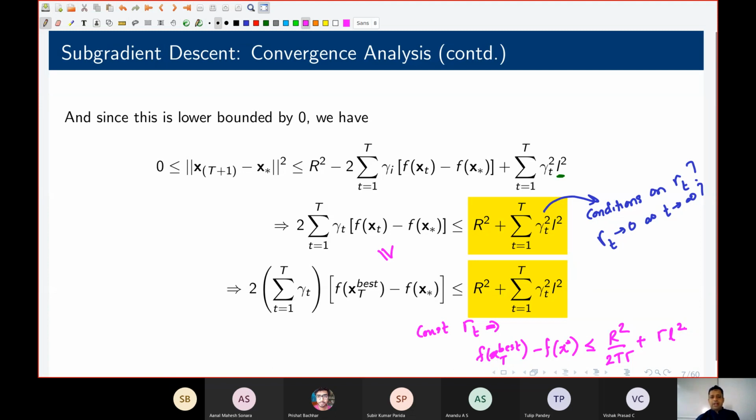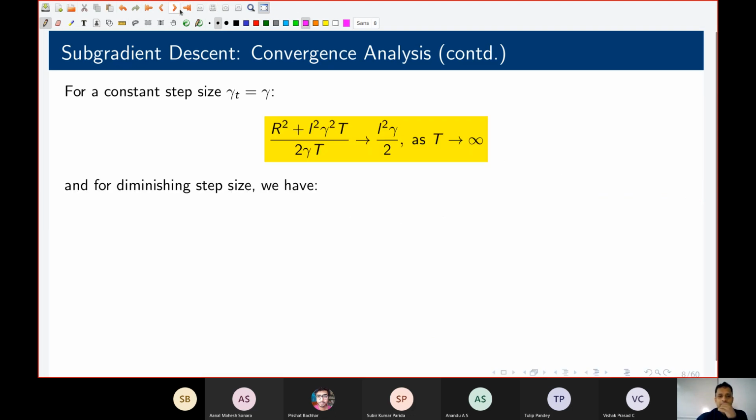Why would we have a gamma? Well, you'll have this also summed up t times, and this also summed up t times. By 2, you're saying? 2, not t. Okay, so now r square, now what about this term? R square plus L square gamma square t by 2 t gamma. So as t tends to infinity, then it just tends to L square gamma by 2. That's what we saw earlier.